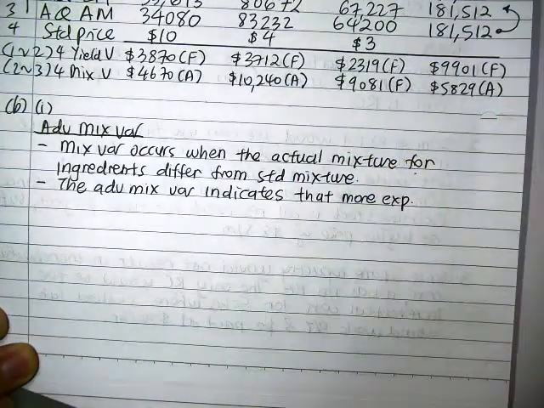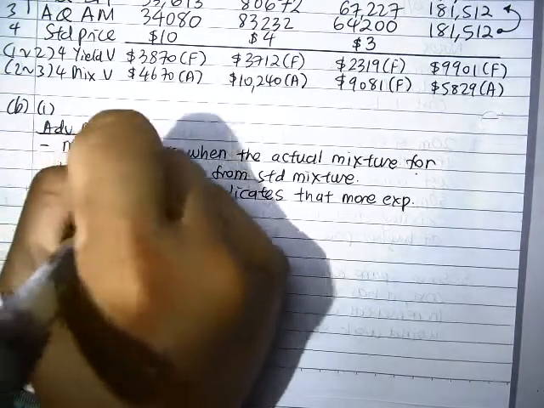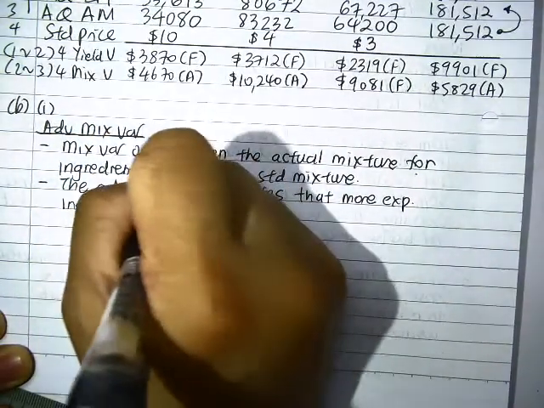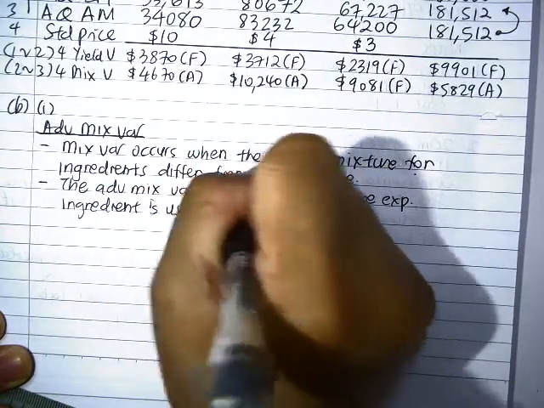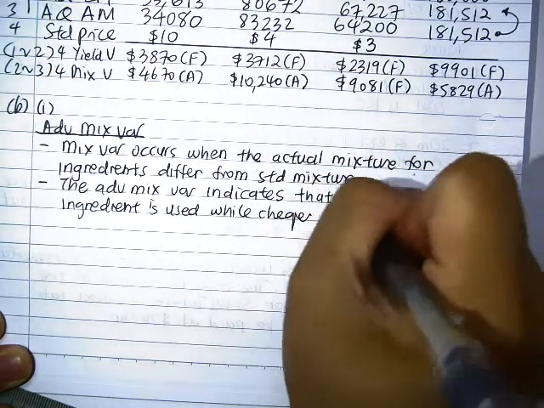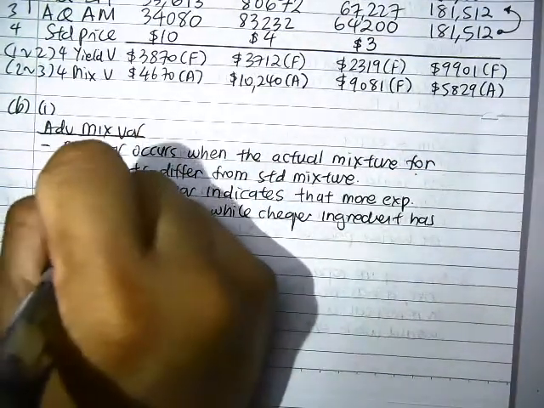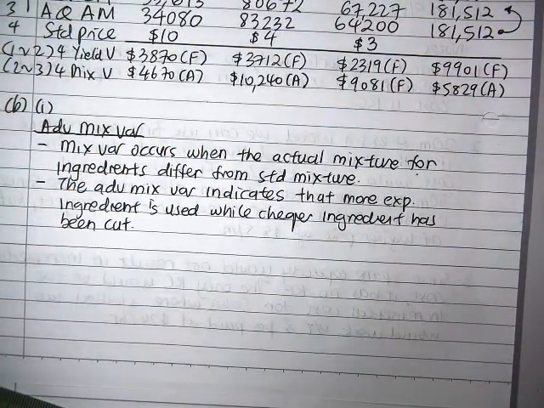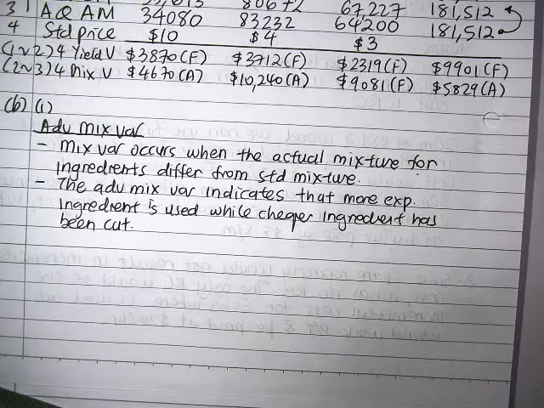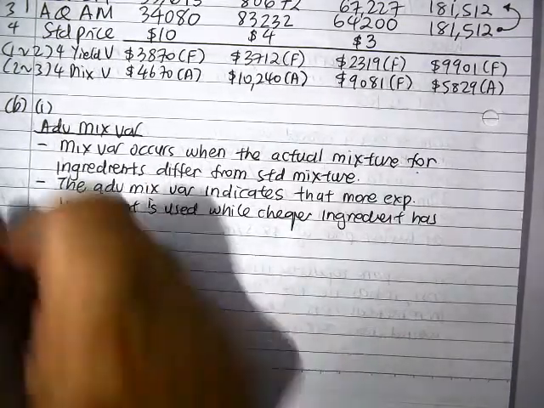more expensive ingredient is used while the cheaper ingredient has been cut. Okay? Now that's it. So that is adverse mix variance.